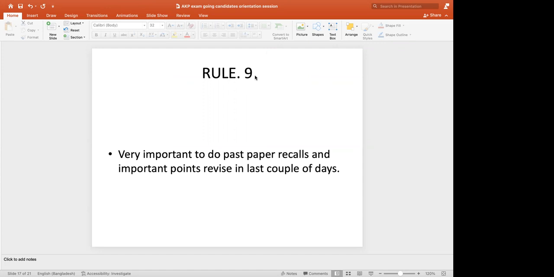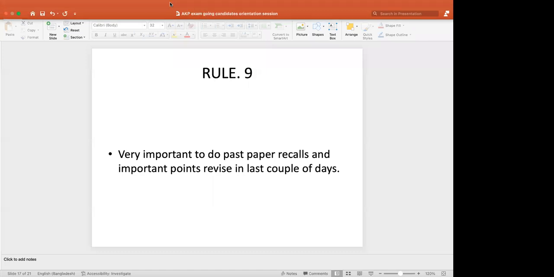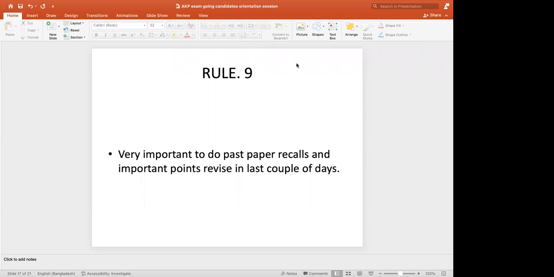Rule number 9. Very important to do past papers, recalls, and sample papers. And you have to know that, suppose anorexia nervosa is coming repeatedly. So you know that anorexia nervosa is a very important topic for the exam. So what you will do, you will read anorexia nervosa from the guideline. What are the signs and symptoms? What is the management? Okay, you will read from the guideline. That is the ideal way for preparation of AKP.